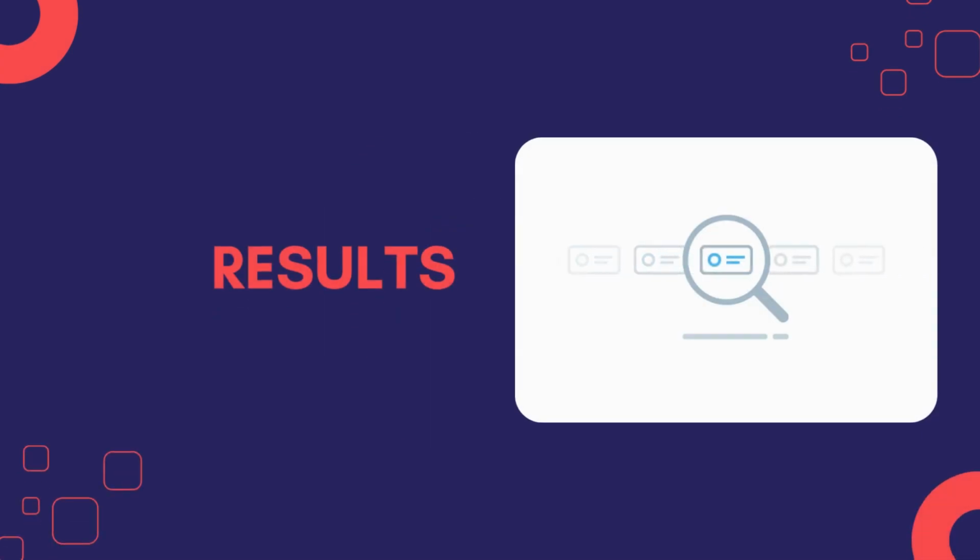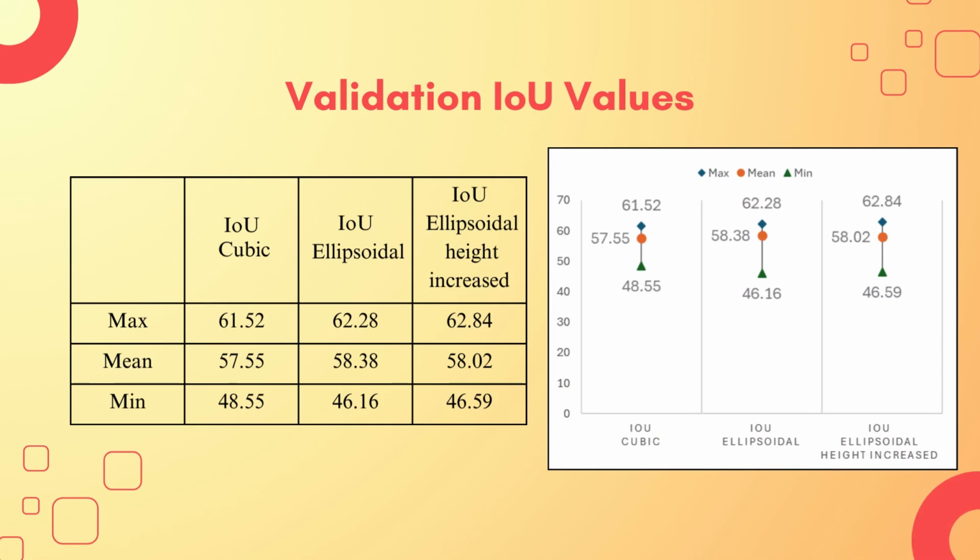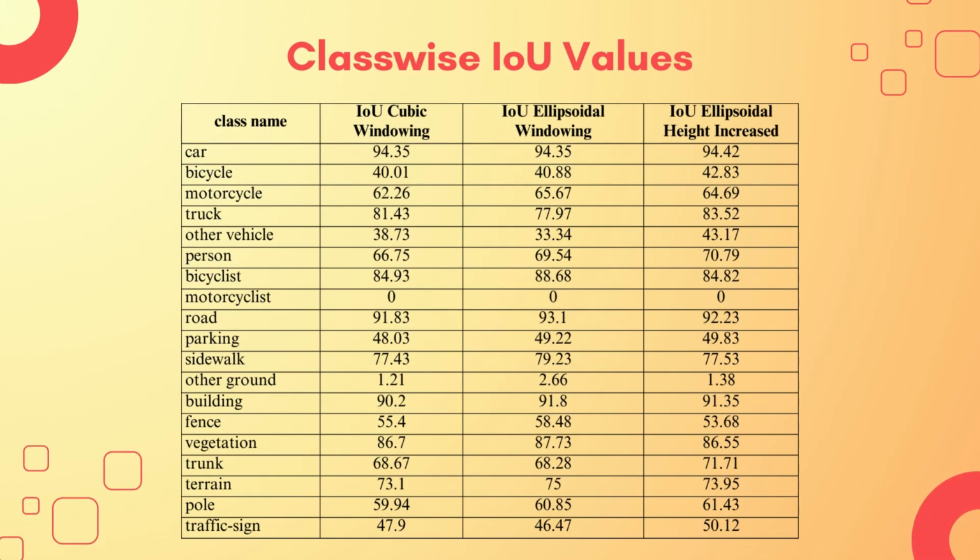Next, we will present the results we got from our project. In our initial test of the SphereFormer model, we achieved a maximum intersection over union, IoU, of 61.52%. As the first implementation, we applied ellipsoidal initial windowing, which increased the maximum IoU value to 62.28%. Furthermore, by increasing the height ratio with respect to the width and depth, we achieved an improved maximum IoU value of 62.84%.